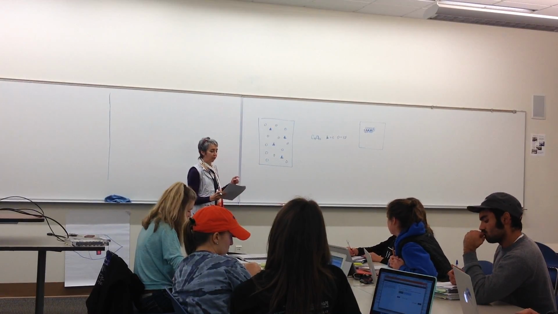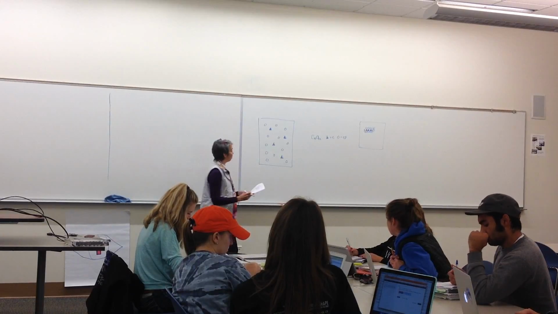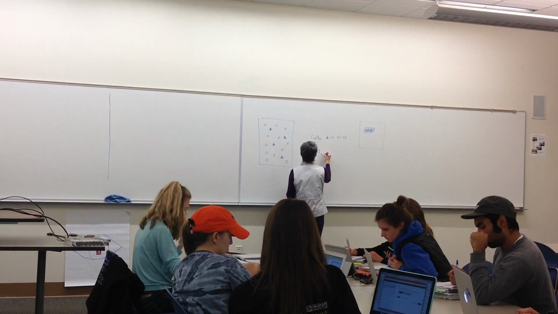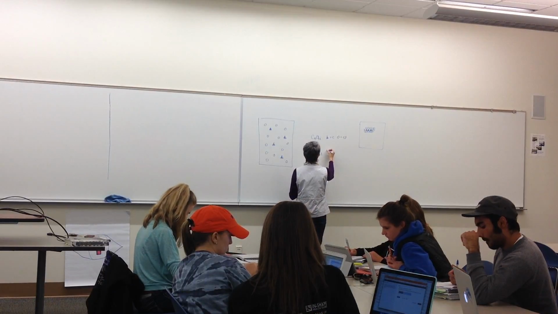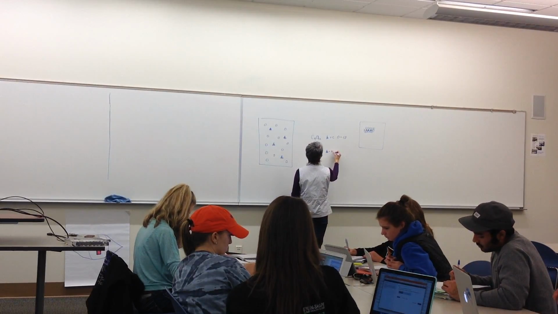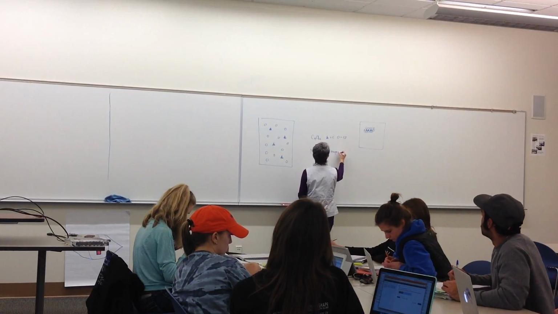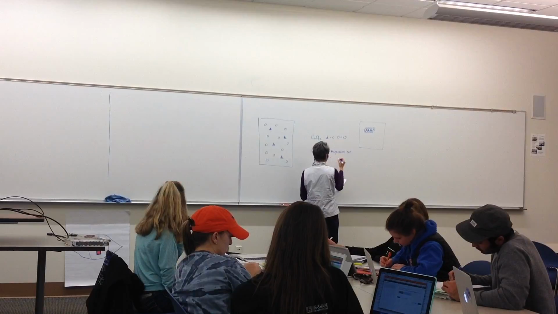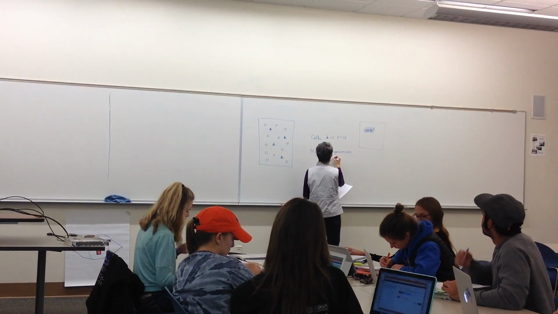Okay, so the second option is this is a solution of magnesium chloride. And the triangles are magnesium ions. And the circles are chloride ions.